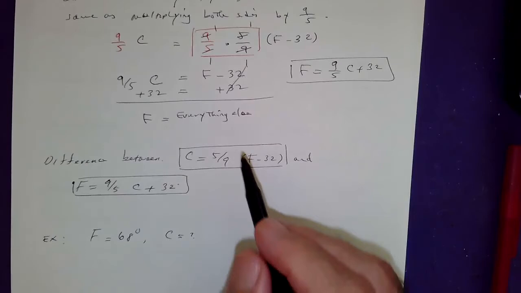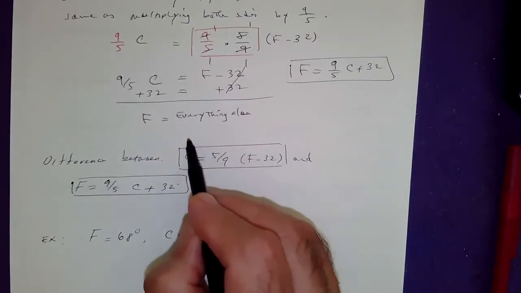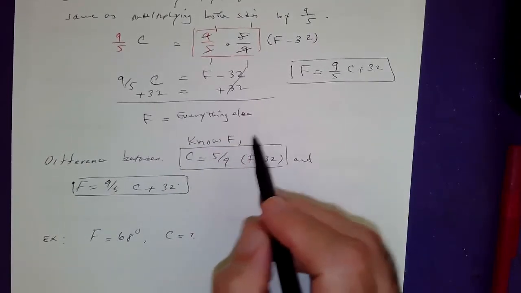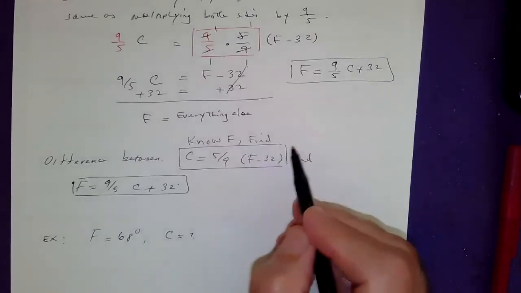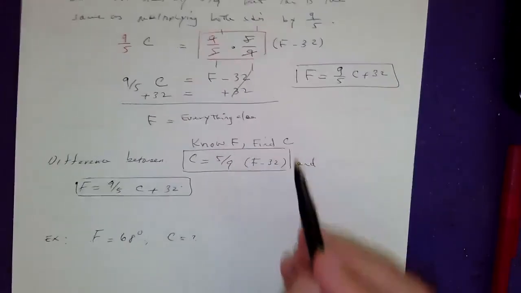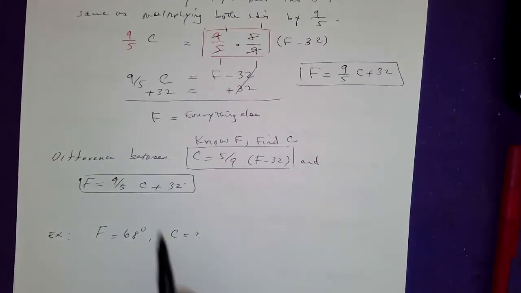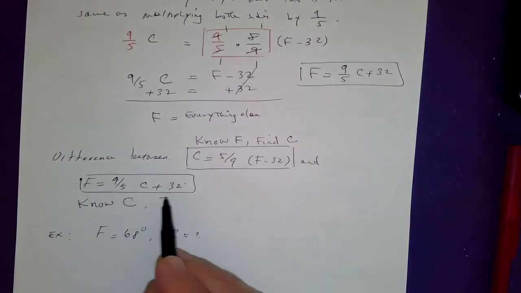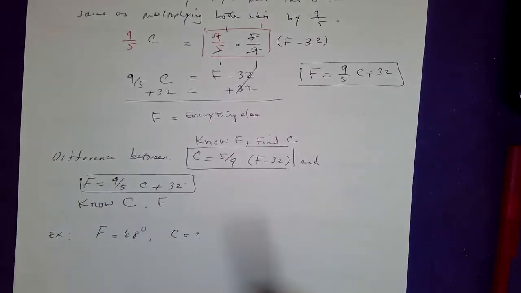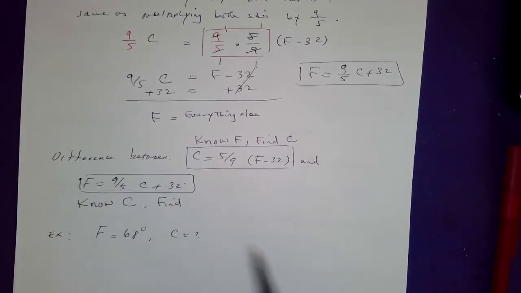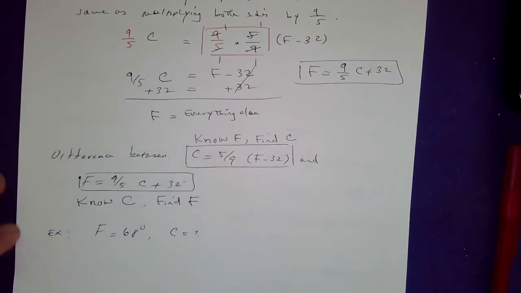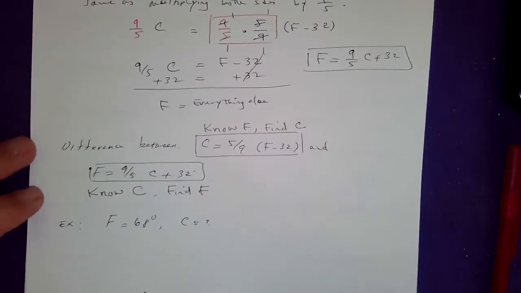Well, the difference is this. This formula is used when you know F, the Fahrenheit temperature, and you'd like to find its equivalent temperature in Celsius. This formula is for when you know C, the temperature overseas, but you'd like to find out exactly what the equivalent of that temperature is in this country. You want to find F. Okay, so that's the difference.